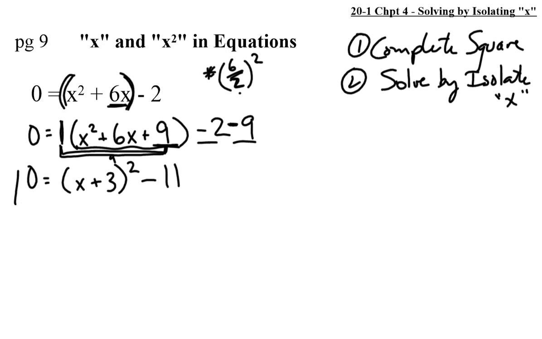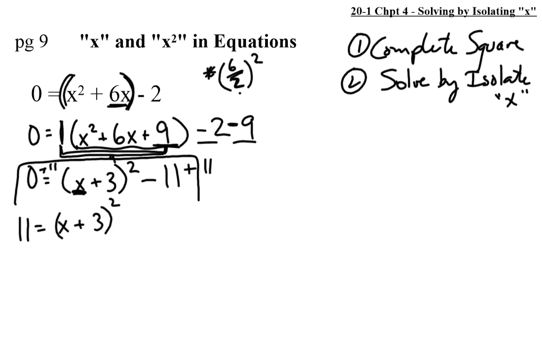Now we have a quadratic equation with just a single x. Now we can solve it. Isolate, add 11 to both sides. We get 11 equal to x plus 3 squared. From there, we square root, and we square root. Well, square rooting a squared gets rid of the squared. Root 11, let's do an exact value. That's what we should always go to unless it states otherwise.